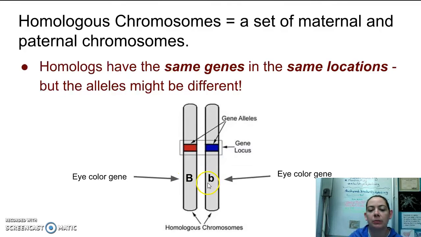and this one has an allele for blue eyes. So they both have the eye color gene in the exact same spot, but it might be a slightly different form of that gene, a different allele. So they're not identical, but they're basically the same chromosome, so they're called homologous. Homo, again, meaning same. Logo, I think it means location, so same gene, same location. That's where that word comes from.